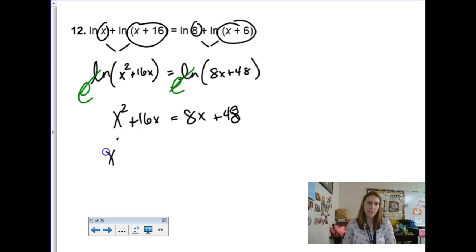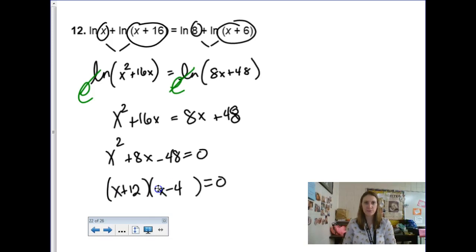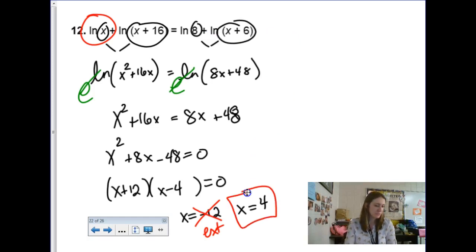What do you know? You have another quadratic. All right, so x squared, subtract the 8x over, so plus 8x, subtract the 48 over. Oh boy, let's see, 12 and 4, will that work? So how about x plus 12 and x minus 4 for my factors? Solving those factors, algebraically I get two solutions, but that doesn't mean they're going to work. For instance right here, I can't take the natural log of negative 12, so that one's gone. But it looks like 4 is going to work, so this is our only solution to that equation.